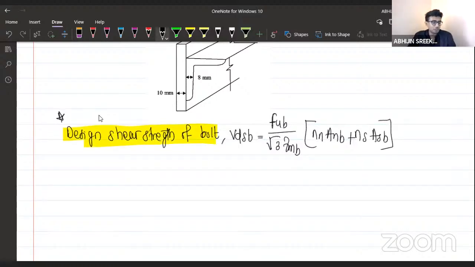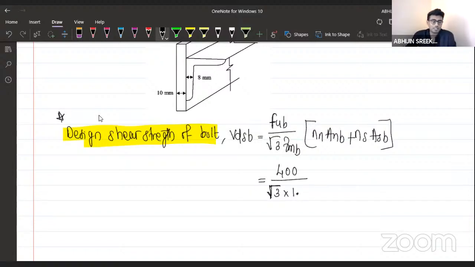FUB gives the ultimate tensile strength of the bolt, right? Yes. What is the value of gamma MB? FUB, in the question itself, it is given as 400 Newton per mm square. And divided by √3. Wherever there is a shear capacity, this √3 term will be there in almost every case, right? What is gamma MB? Is it 1.25 or 1.5? Tell me this.